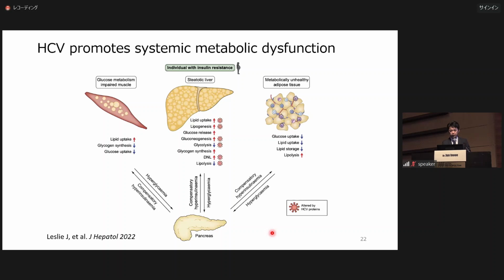Also, HCV promotes systemic metabolic dysfunction. HCV proteins induce lipid uptake, lipogenesis, and gluconeogenesis, and cause steatosis of the liver. And via the pancreas, HCV indirectly induces glucose metabolism impairment in muscle. And also in adipose tissue, the metabolism is affected.